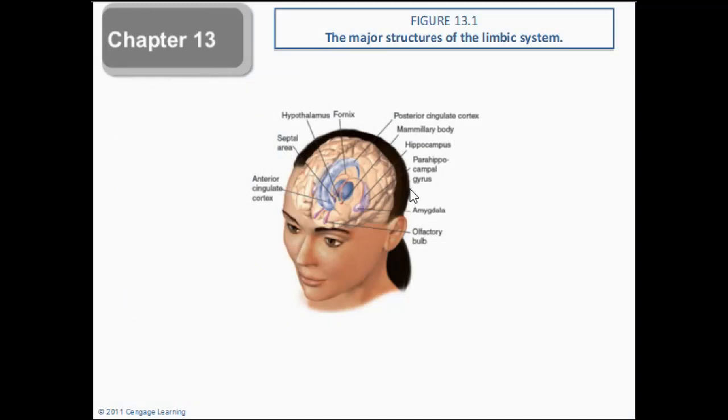Here you see the major structures of the limbic system. Remember, amygdala and the hippocampus, the mammillary bodies, and the hypothalamus, as well as the fornix, the parahippocampal gyrus, the olfactory bulb, and the anterior cingulate cortex.